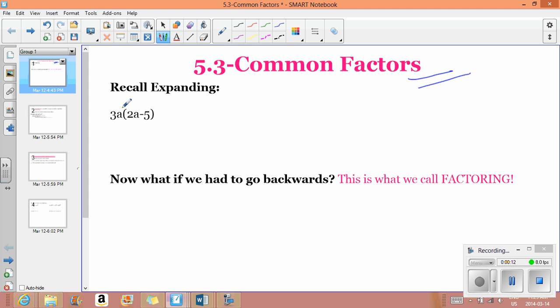So let's just recall here, if we were to expand this, doing the distributive property, we would have 3a times 2a, we would have 6a squared, and 3a times negative 5 is negative 15a. Now, what if I gave you this, and you had to get back to this? That's what factoring is. It's going backwards from the expanding. So if I was given this, would you be able to go back to that? We'll go through some steps on how you can figure that out.